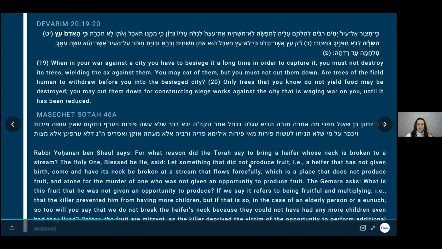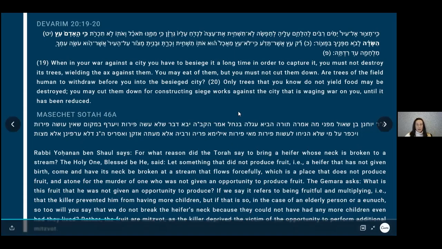Rabbi Yochanan ben Shaul said, "For what reason did the Torah say to bring a heifer?" Here he's talking about the Egla Arufa, whose neck is broken at a stream. So just a little bit of backstory and information. In a particular scenario where a corpse is found between two cities, and the person's identity is unknown, we don't know what happened to the person, there's a whole process of measuring and determining who is responsible to take care of this person. This is the whole concept of Egla Arufa.